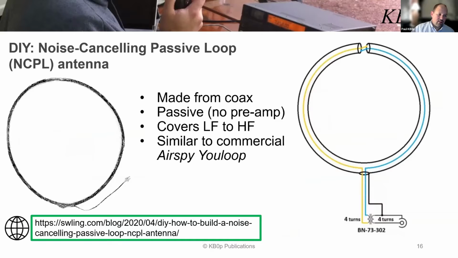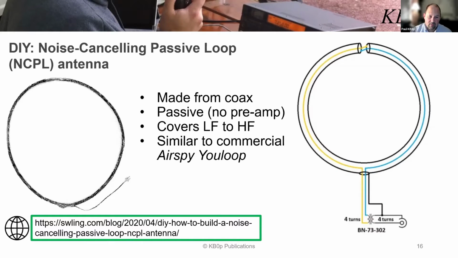This first antenna is a do-it-yourself. It's a noise canceling passive loop. Now, when I say passive, what do I mean? Well, what I mean is there's no active component in the antenna. It's basically dead. So there's no preamp. It's just a piece of wire. That's it. There's no preamp.